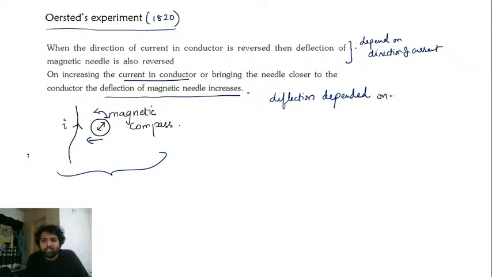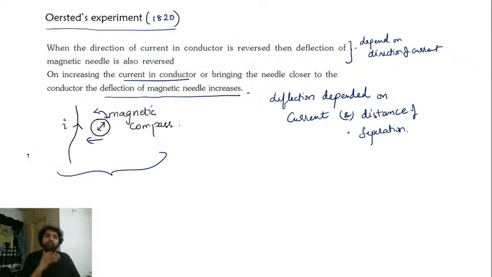The needle deflection depended on the current and distance of separation. So these two things were what he clearly observed. Now, before we go further, we'll discuss more about what magnetic field is.